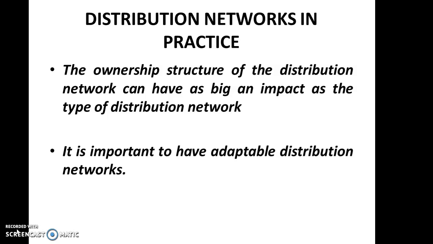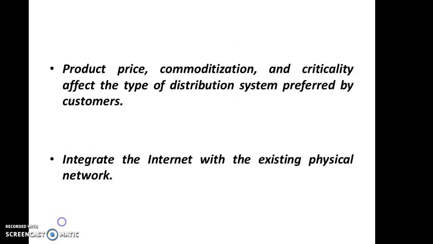The next point is it is important to have adaptable distribution networks. That is, the distribution network should be able to accommodate the changes taking place in the business or market. Product price, commoditization, and criticality affect the type of distribution system preferred by customers. So the price of the product, how you sell the commodity, and the nature of the product, all these things affect the type of distribution system preferred by customers.